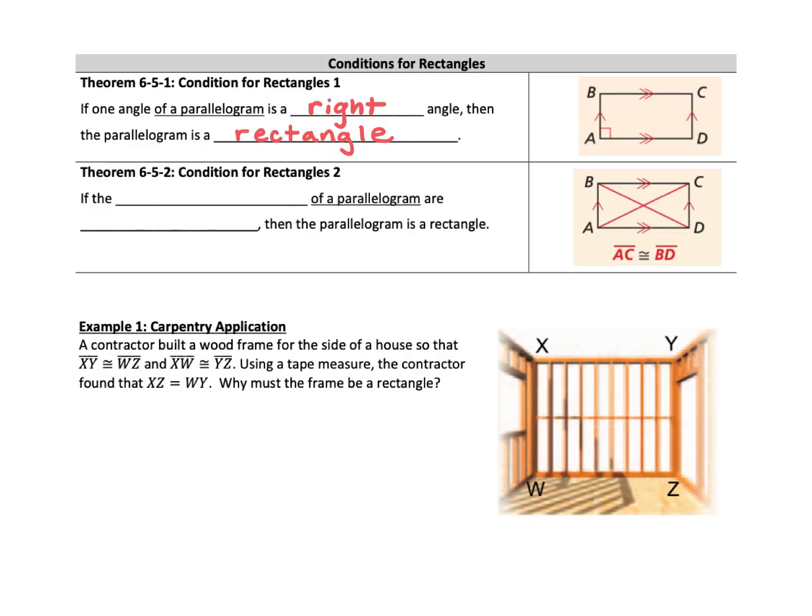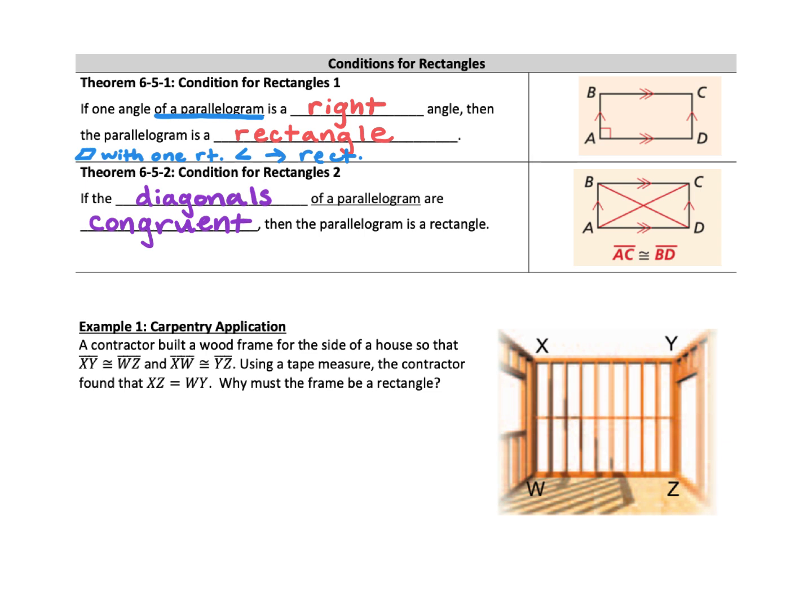There are two different conditions that we can use to prove that a parallelogram is a rectangle. For our first theorem, theorem 6-5-1, if one angle of a parallelogram is a right angle, then the parallelogram is a rectangle. It's really important that we understand that this only applies if we know that the figure is a parallelogram. So if I know that we have a parallelogram and we have one right angle, then the parallelogram is a rectangle. If you'd like to abbreviate this theorem, you can say parallelogram with one right angle, arrow rectangle, or you can just call it theorem 6-5-1.